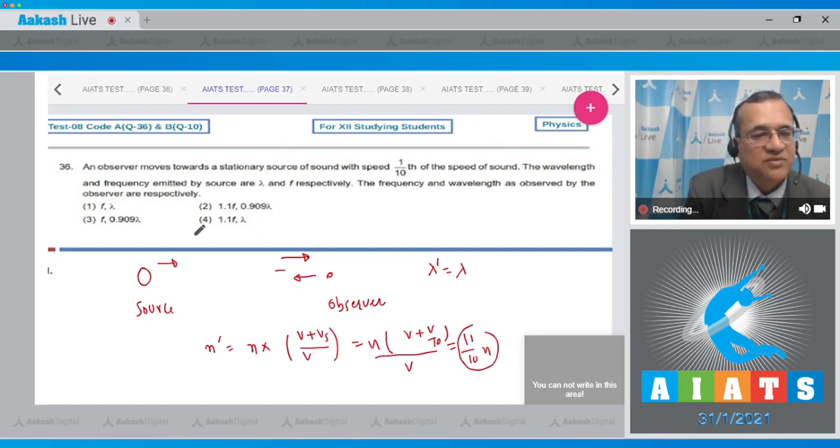So look at the options. The fourth option is 1.1 f and lambda. Therefore, the correct option is answer number 4.